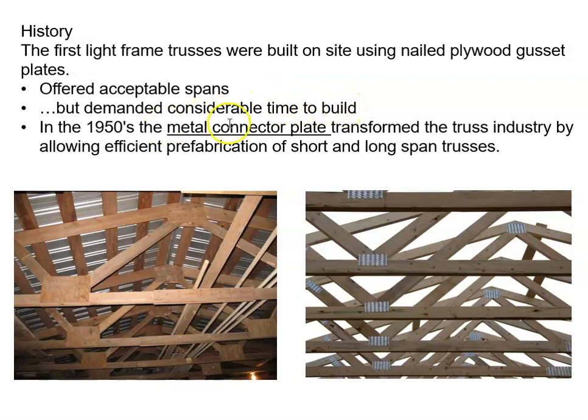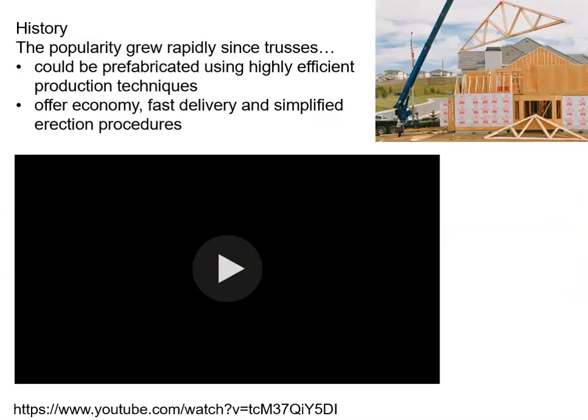And then in the 1950s, the metal connector plate was invented, and it transformed the whole industry and the prevalence of trusses, of course. The popularity grew because they could be prefabricated using highly efficient production techniques, and so they offer economy, inexpensive relative to stick building or framing a roof piece by piece. They delivered quickly, and they were put into place very quickly as well.